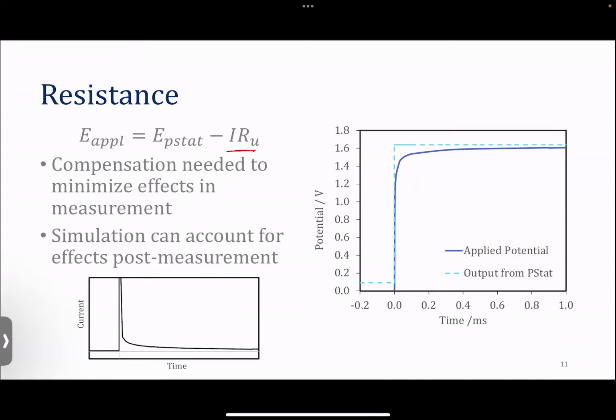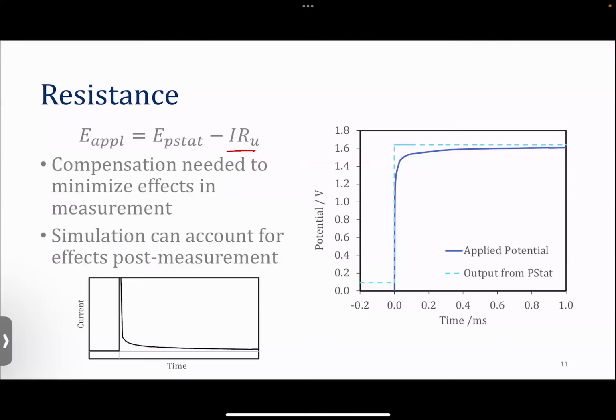Your potentiostat or your power supply may be outputting a square potential step, but in reality, the applied potential at your electrode is not a square potential step, because at the beginning of our measurement, we have this huge current spike, which then results in a huge ohmic drop, especially at short times. This results in a distortion, as you can see here on the right. The square potential step is represented by the light blue dashed line, and the distorted potential that's actually being applied at the electrode due to resistance is in that dark blue.